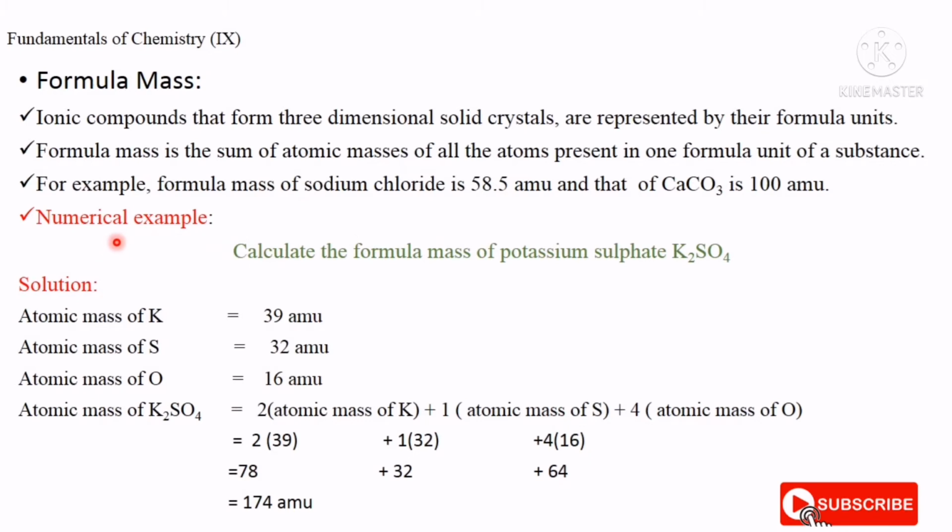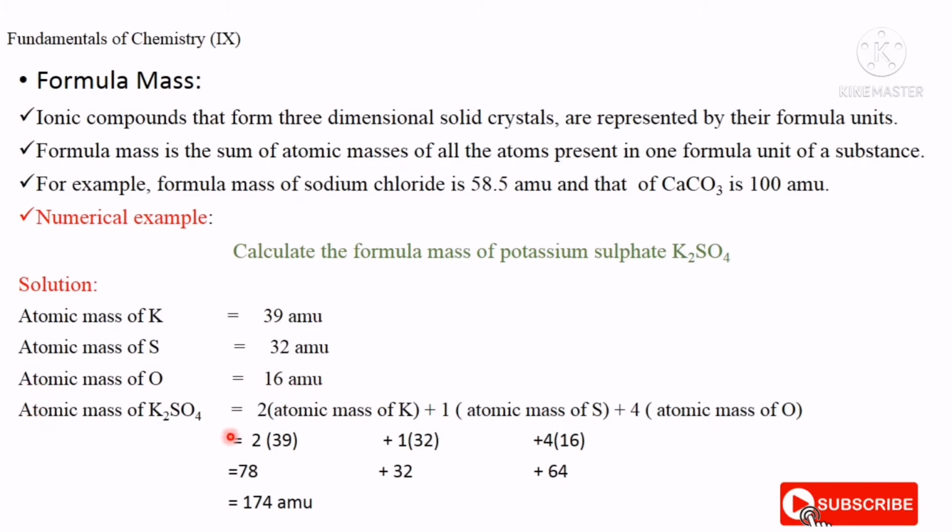And again we have this numerical example. Calculate the formula mass of potassium sulfate K2SO4. As we can see, there are 2 atoms of potassium, 1 atom of sulfur and 4 atoms of oxygen. And we know the atomic mass of potassium is 39 AMU, the atomic mass of sulfur is 32 atomic mass unit, and the atomic mass of oxygen is 16 atomic mass unit.